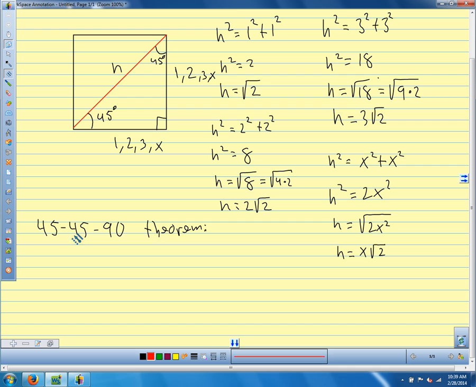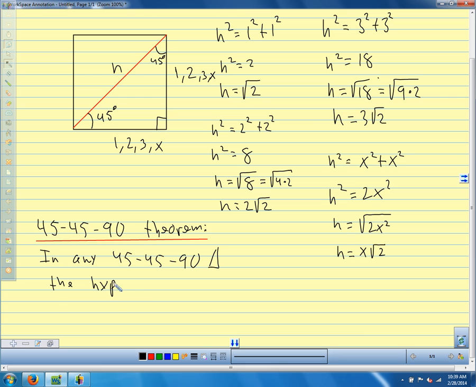The 45, 45, 90 theorem tells us that in any 45, 45, 90 triangle, the hypotenuse is square root of 2 times the length of the leg.